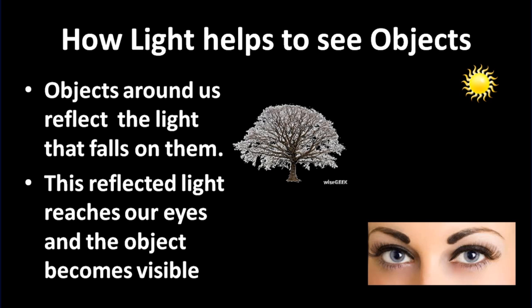We know light is a source of energy which enables us to see objects. How does light help us to see objects? Objects that are around us reflect the light that falls on them. This reflected light reaches our eyes and the object becomes visible.